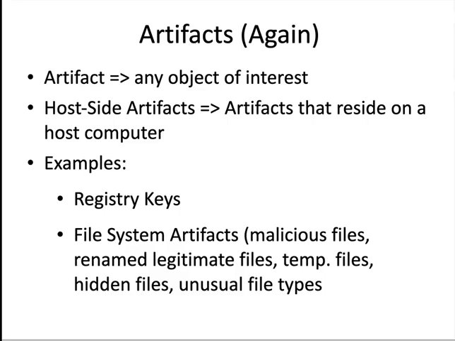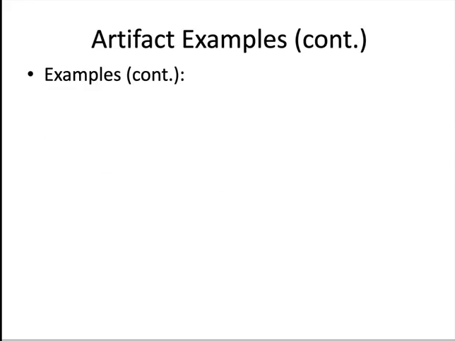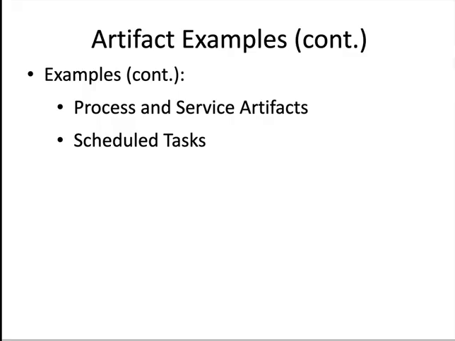A lot of times attackers try to hide files by setting a hidden attribute, so we might want to look for those. And we might want to look for files that have unusual file extensions. Some more examples: we have processes that are running on the computer. We might want to capture all those processes that are running and some attributes of those processes. A lot of these processes are going to be scheduled as services running on the computer, so we would want to record that information. Those services might be scheduled tasks.